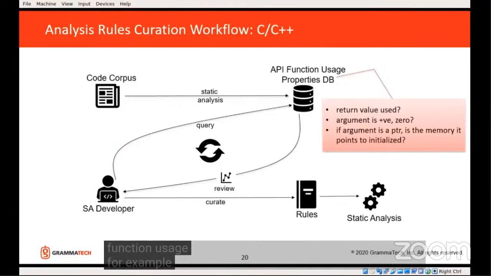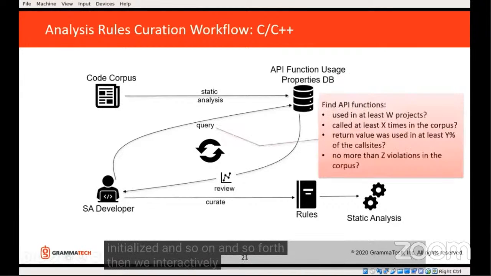For example, is the return value of an API function used? Is the argument provided to the API positive or zero? And if the argument provided to the API is a pointer, then is the memory that it points to initialized, and so on and so forth. Then we interactively issued and refined queries in order to find potential static analysis rules.